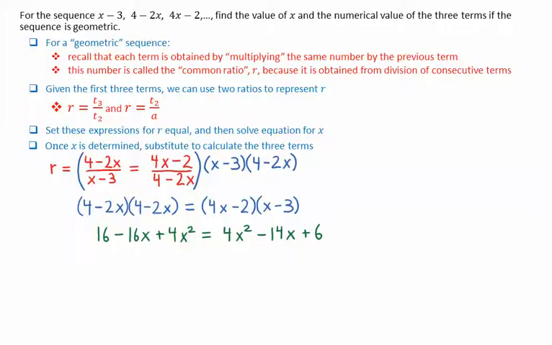Note here that we have 4x squared on both sides of the equation. We can then cancel that out. We then want to get all terms that contain x to the left side of the equation and all constant terms to the right side. To do that, we can add 14x to both sides, thus canceling out the negative 14x on the right side of the equation. And then we can subtract 16 from both sides, canceling the 16 on the left side of the equation.